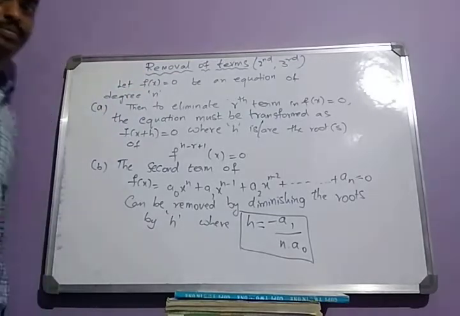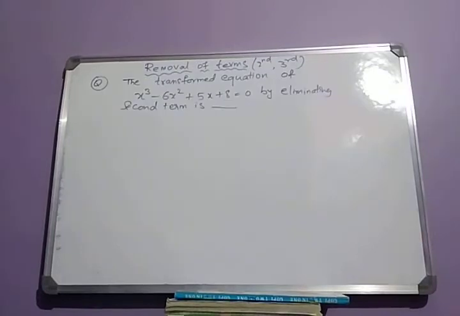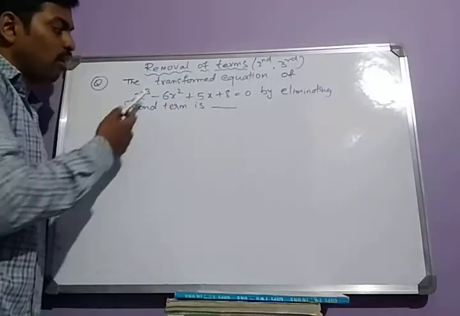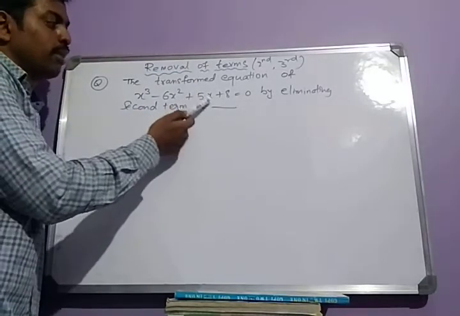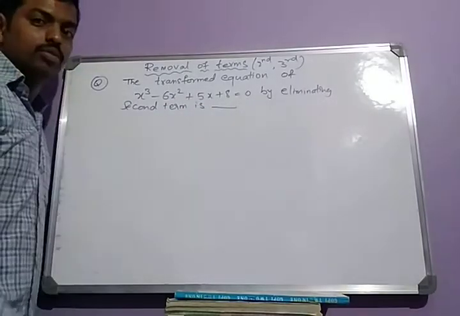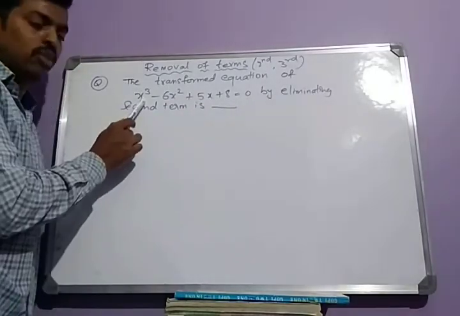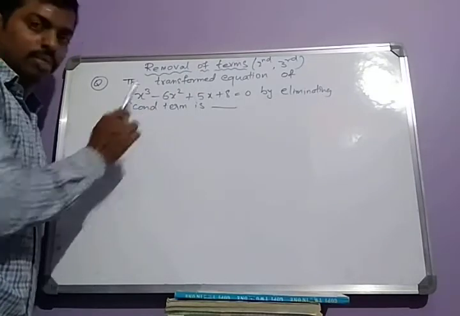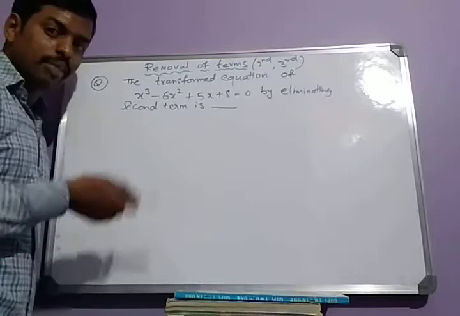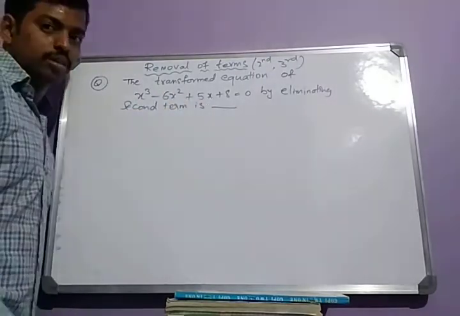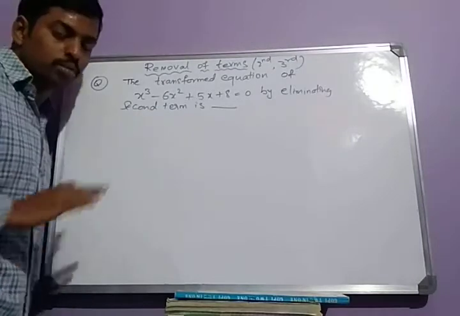To have clarity about the removal of second terms, third terms and all, let us consider an example. Here is a question. We have to find the transformed equation of x cube minus 6x square plus 5x plus 8 is equal to 0 by eliminating the second term. We are supposed to transform this equation, and in the transformed equation the second term must not be there. That means the x square term must not be there. Only x cube term, x term and constant.